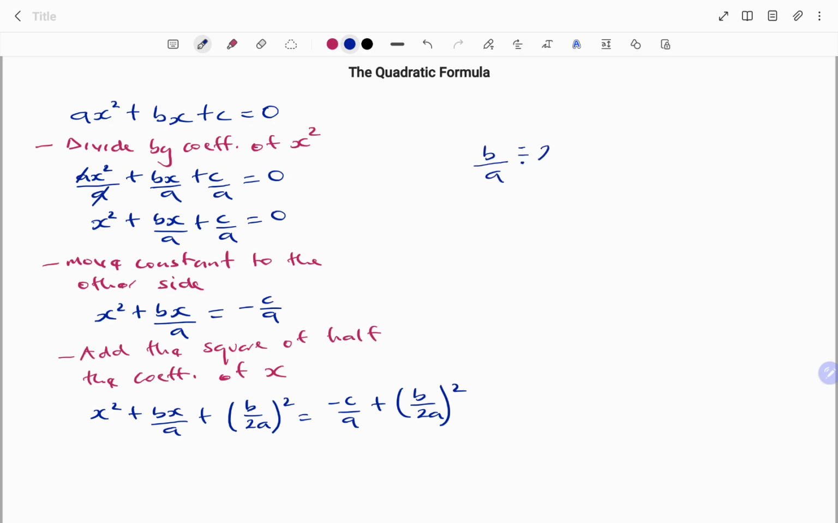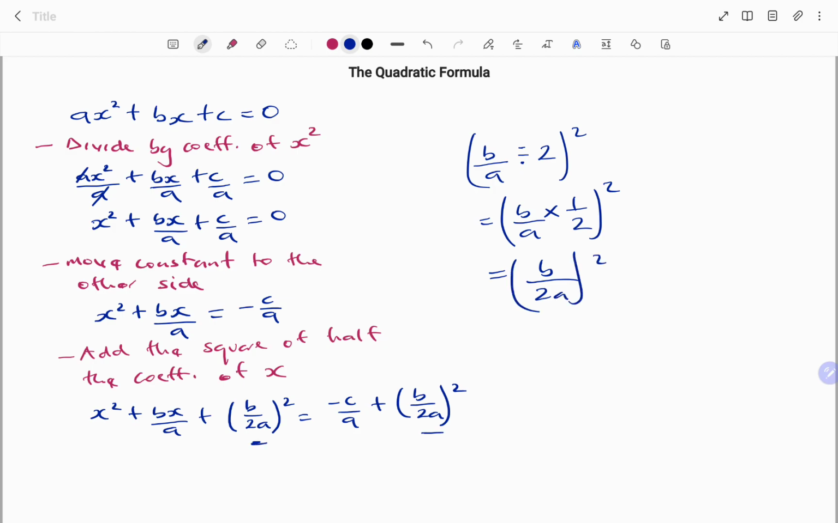I got that from the coefficient of x, which is b over a. We have to divide it by 2, or find the half. Then we square it. That will be b over a times 1 over 2, all squared. That will be b over 2a all squared, which is what we have here.